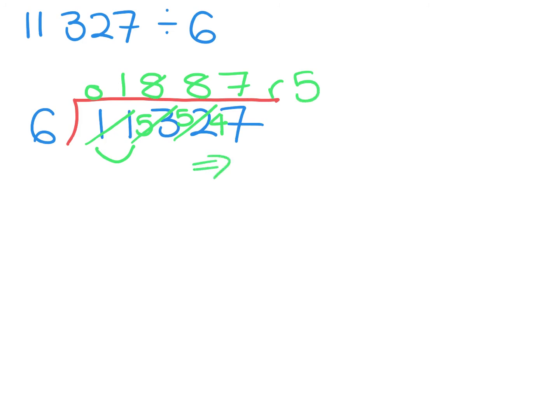But again, we don't want remainder answers. We want to express that as a fraction. So 1,887 and 5/6.